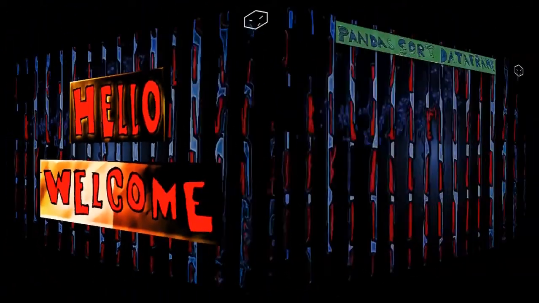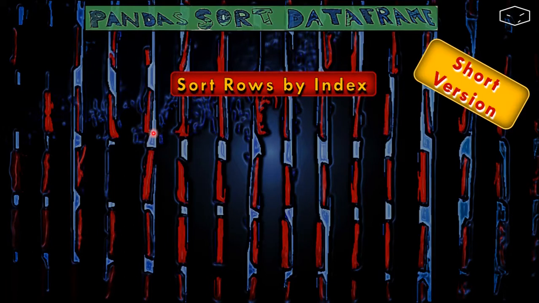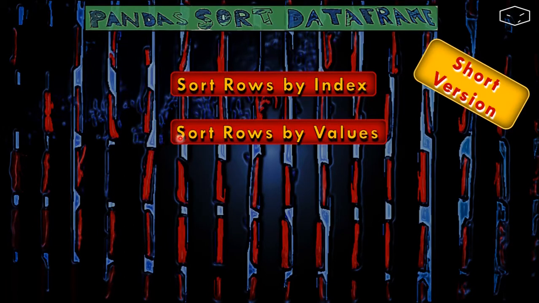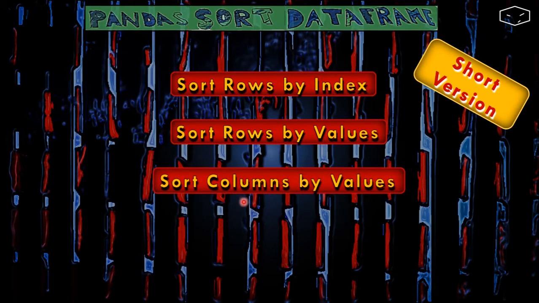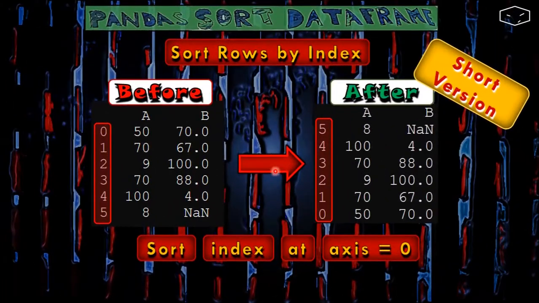Hello there. This is the short version of Pandas sort data frame, and we will do 4 exercises. The first one is sorting rows by index, the second is sorting rows by values, then we will sort the columns by the values, and finally sorting columns by index. Let's do the first exercise, sort rows by index.